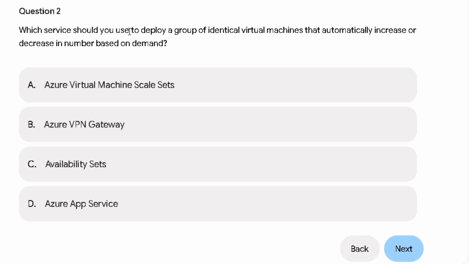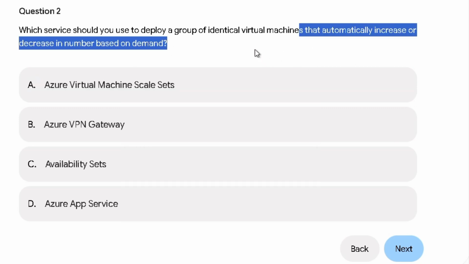Question number 2. Which service should you use to deploy a group of identical virtual machines that automatically increase or decrease in number based on demand? Remember, when I talk about automatically increasing or decreasing, we're usually talking about Azure Virtual Machine Scale Sets, which allow me to increase or decrease.